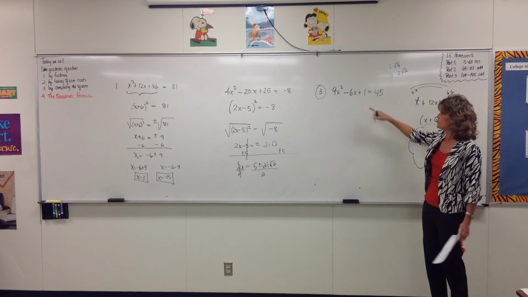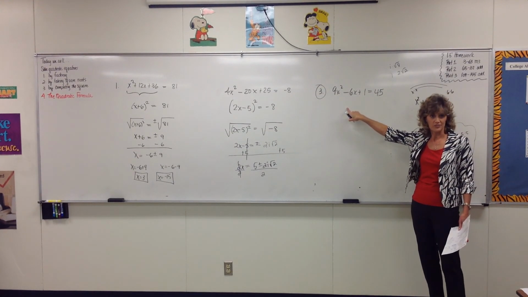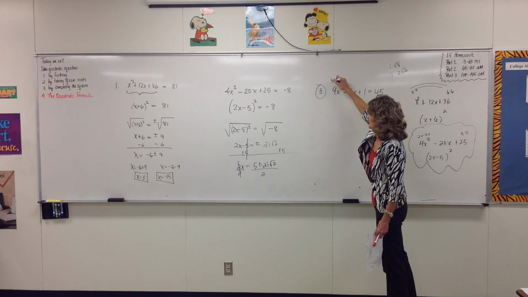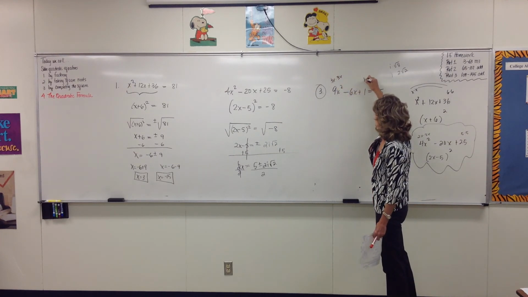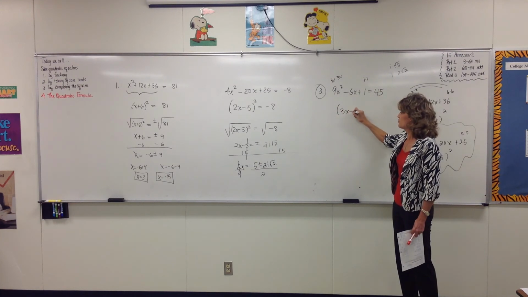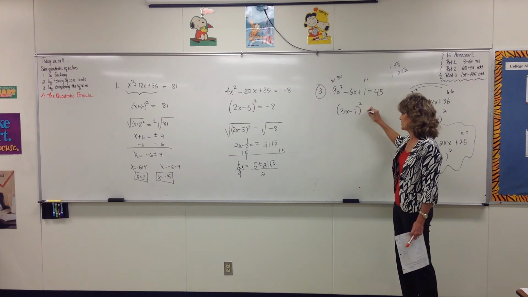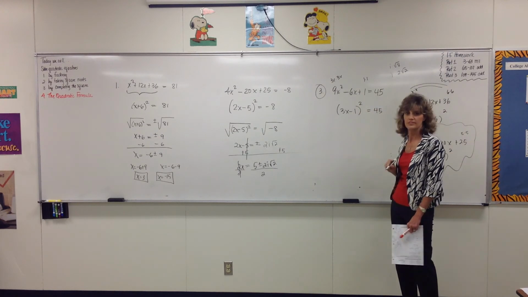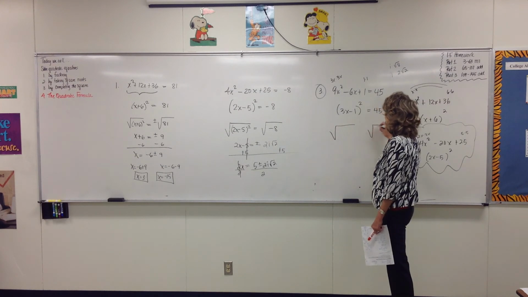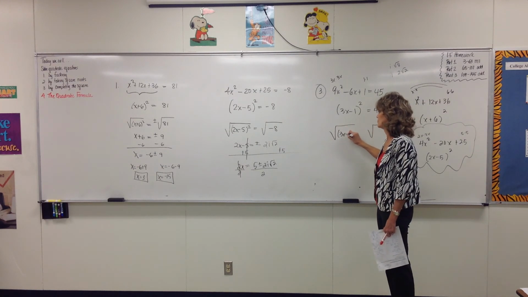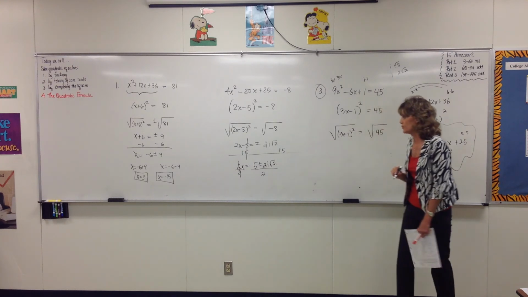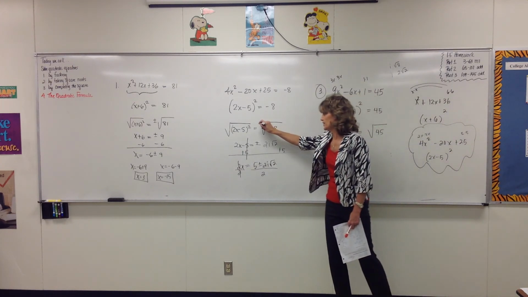On this one, perfect square trinomial. So it factors. This one's 3x times 3x. This one's 1 times 1. It'll factor to be 3x minus 1 squared equals 45. So then, if we take the square root of both sides, don't forget plus or minus. I forgot plus or minus on this one.